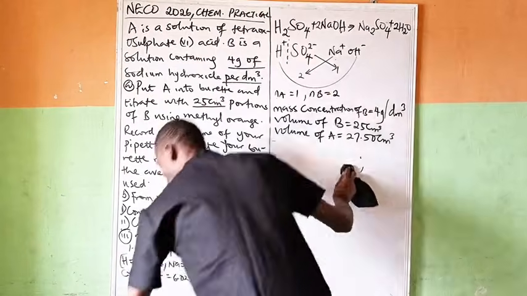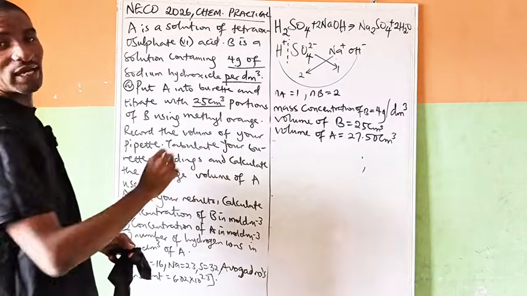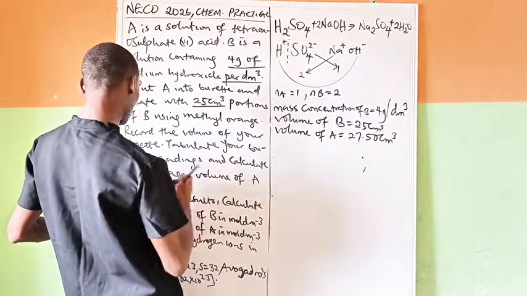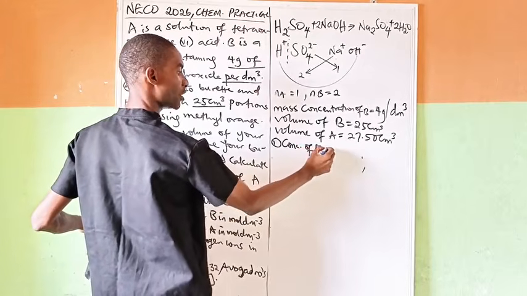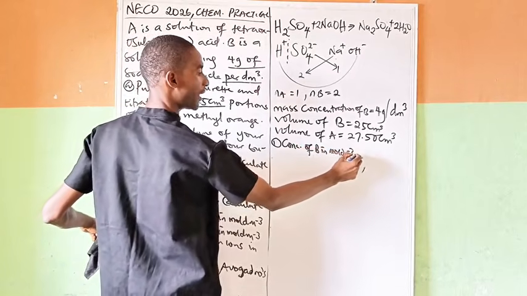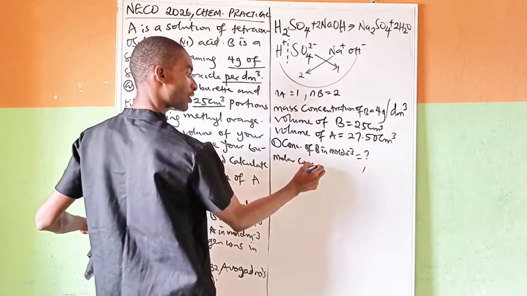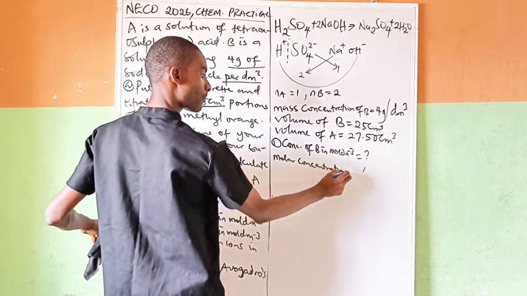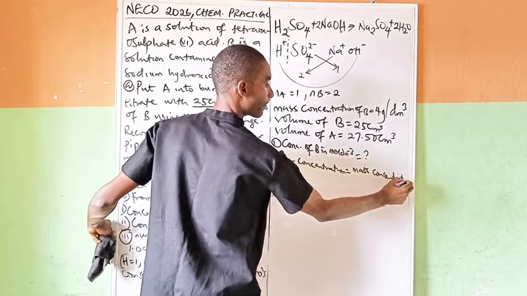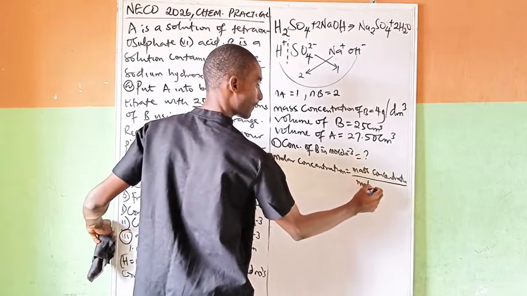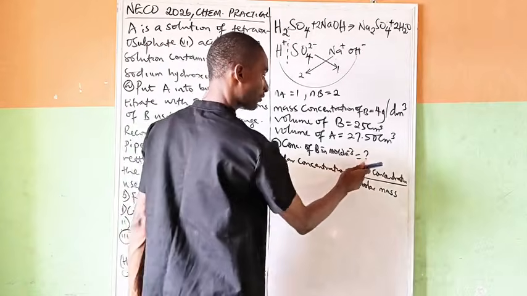Now, since ours is already in grams per dm³, we can just go straight. So the first question there, concentration of B in mole per dm³. The formula is known. The formula is molar concentration equals mass concentration over molar mass. Molar concentration is equal to mass concentration over molar mass.